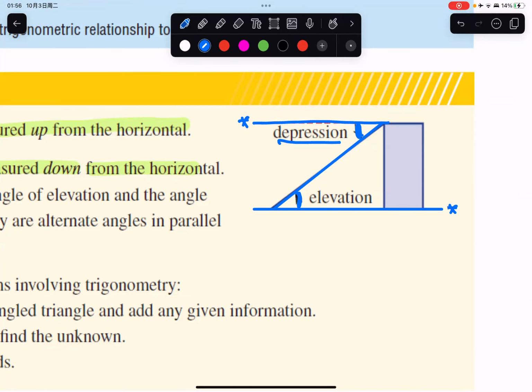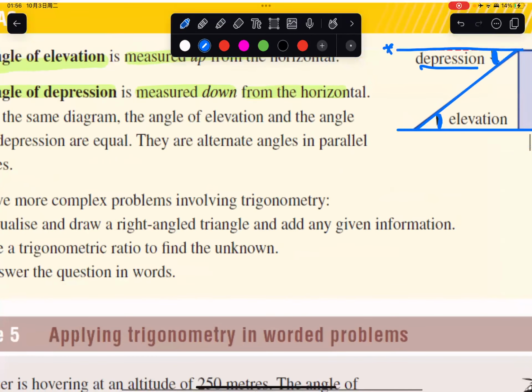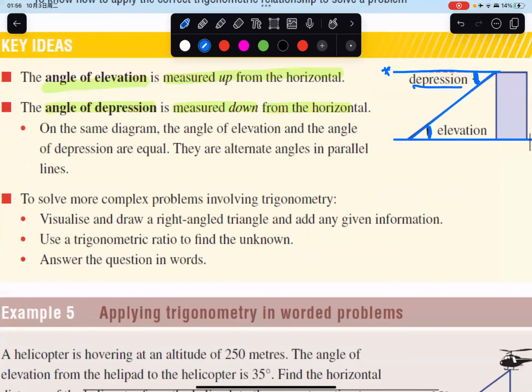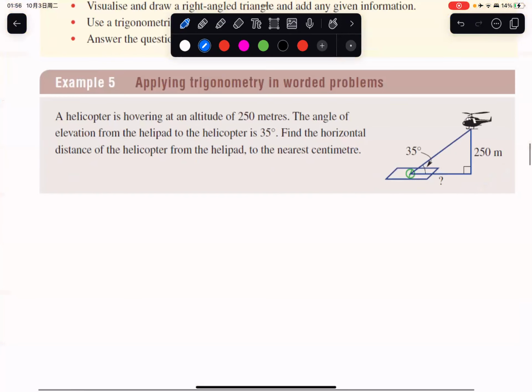Now we can start doing the questions. Let's look at the first question. A very classical question, Example 5, applying trigonometry in a worded problem. A helicopter is hovering at an altitude of 250 meters. The angle of elevation from the helipad to the helicopter is 35 degrees. Find the horizontal distance of the helicopter from the helipad to the nearest centimeter.